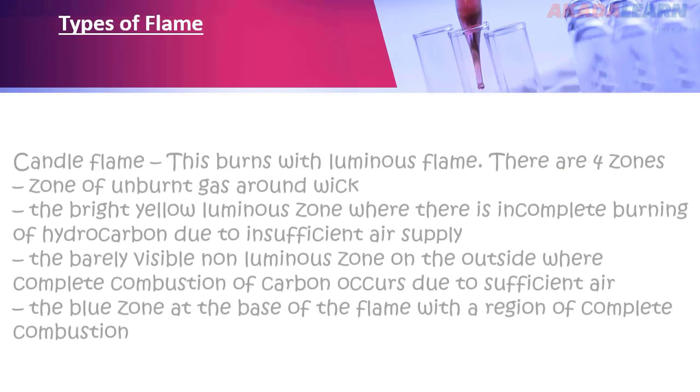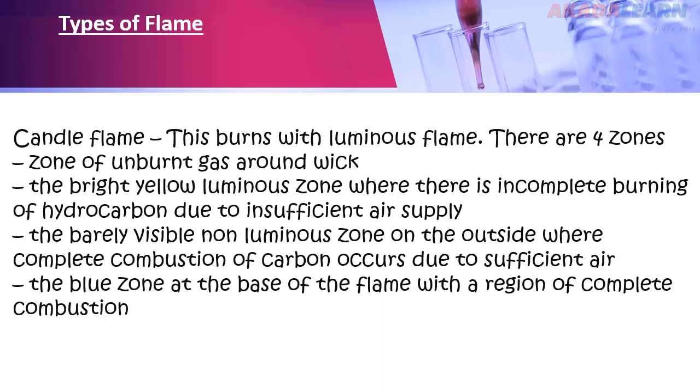Another type of flame is the candle flame. This burns with luminous flame. There are four zones: zone of unburnt gas around the wick, the bright yellow luminous zone where there is incomplete combustion of hydrocarbon due to insufficient air supply, the barely visible non-luminous zone on the outside where complete combustion of carbon occurs due to sufficient air, then the blue zone at the base of the flame with a region of complete combustion.